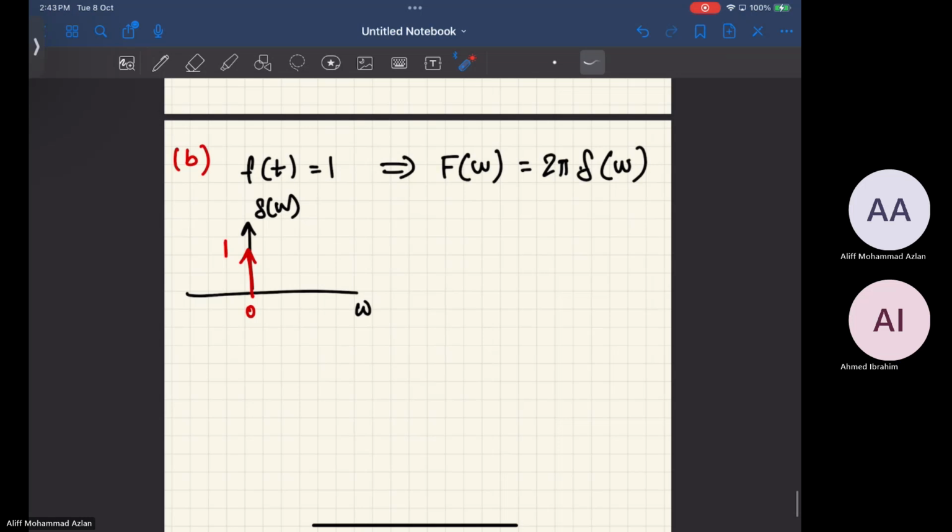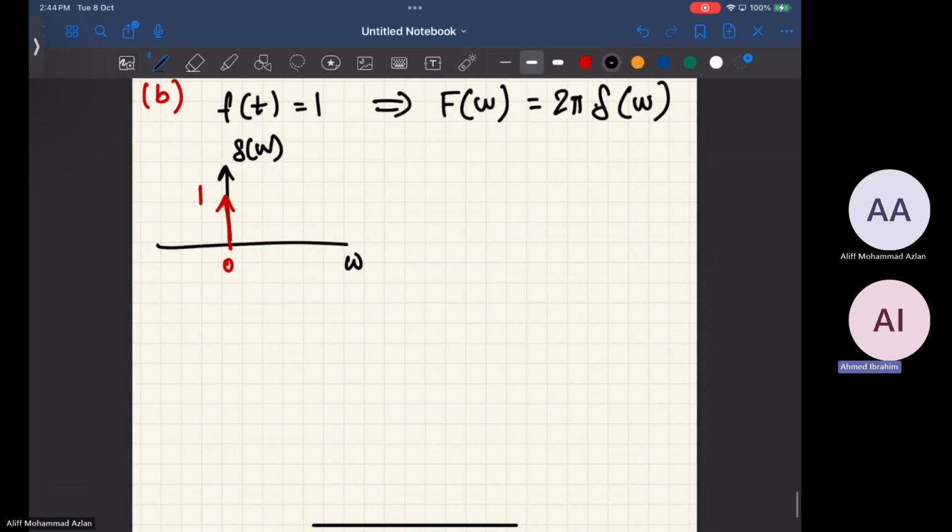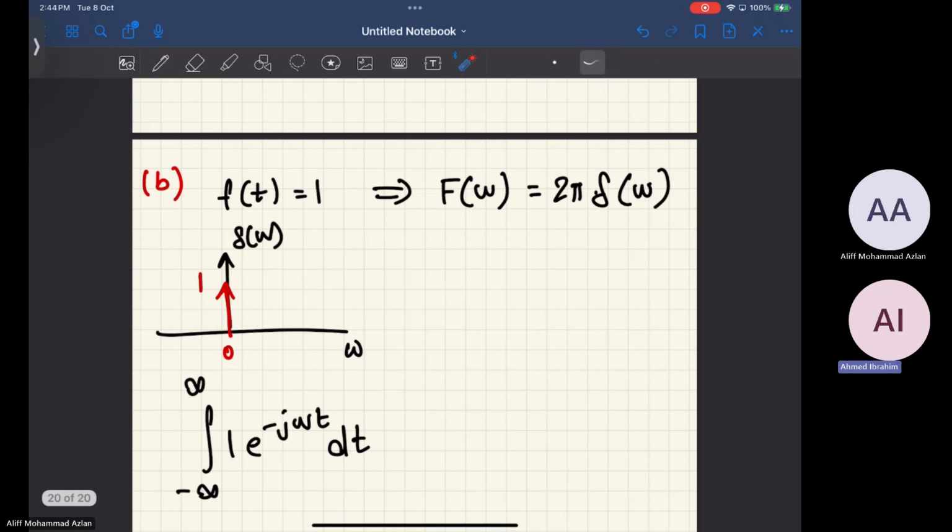So now you might be tempted to just apply the definition of the Fourier transform directly on f of t equals 1. But if you evaluate this and do the integral, you'll run into an issue. And that issue occurs because the integral essentially diverges. So it's not convergent, and you won't be able to evaluate it. So in order to show this, we'll need to use a property.